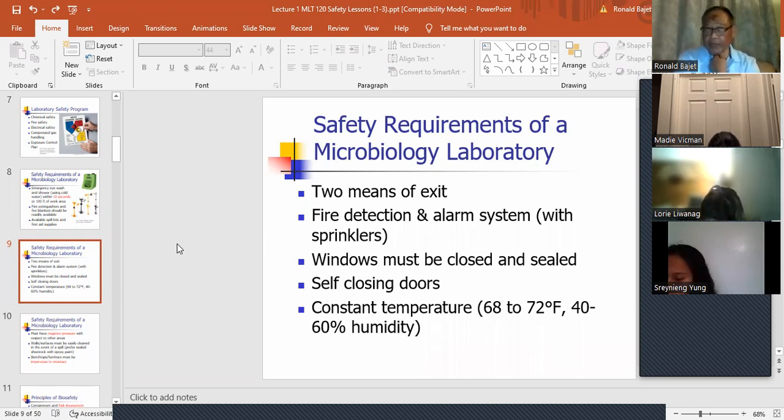If I'm an inspector and I see that, that would be a hit. If I see doors propped open, it could be an OSHA hit, because you're not using the door the way it was designed. Keep a constant temperature in the laboratory between 68 and 72 degrees, and humidity between 40 and 60 percent.